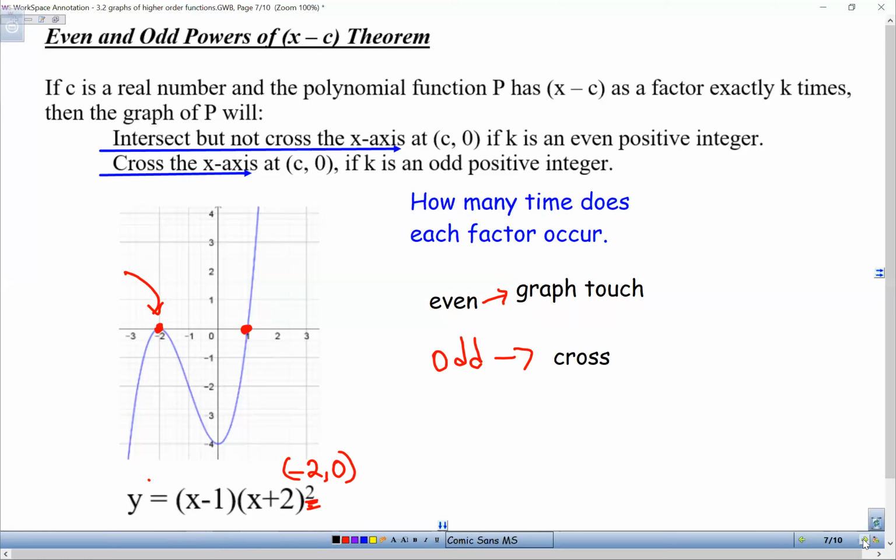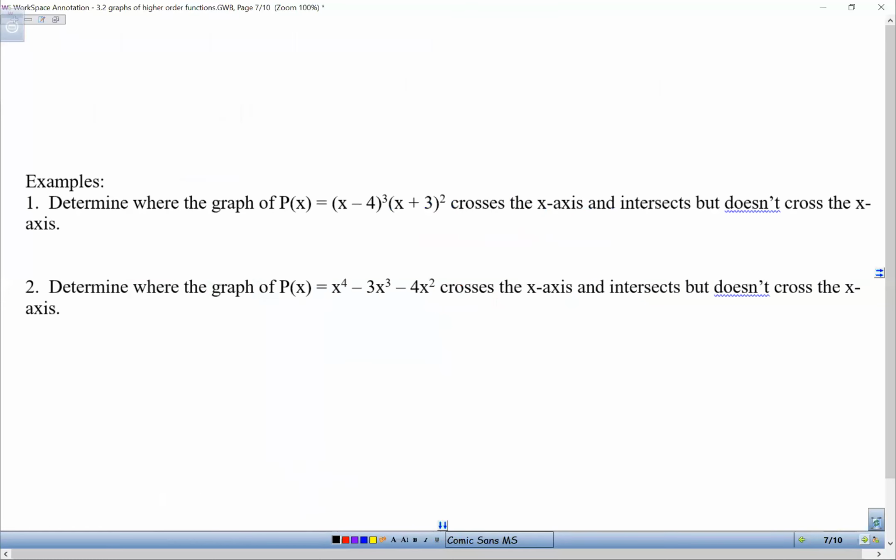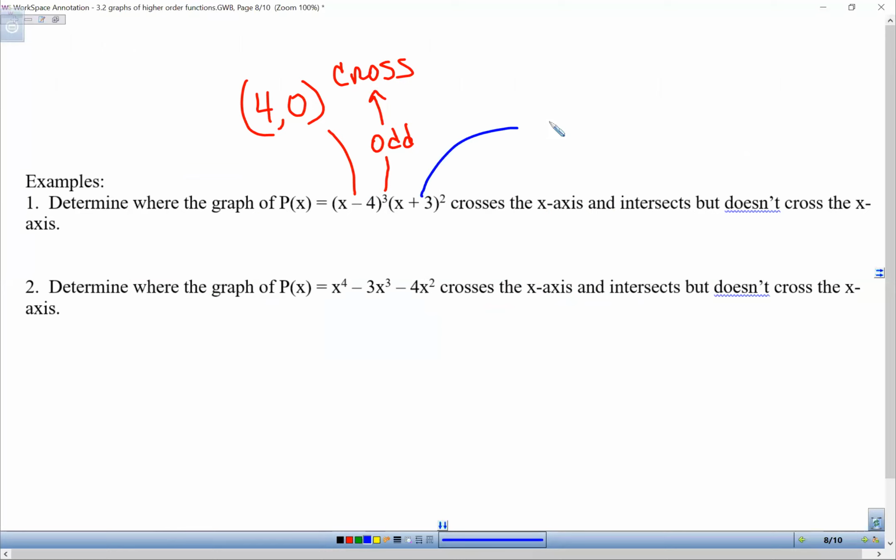Okay, so let's look at a couple examples, and then we're going to graph this. So this first one, we've got x minus 4 to the third power. So first off, that is the point 4, 0. And because it occurs an odd number of times, that means it's going to cross at that point. Our second one is x plus 3, so that's the point negative 3, 0. And 2 is even. So at that point, it's going to touch. Or as your textbook says, intersect but does not cross. Okay.